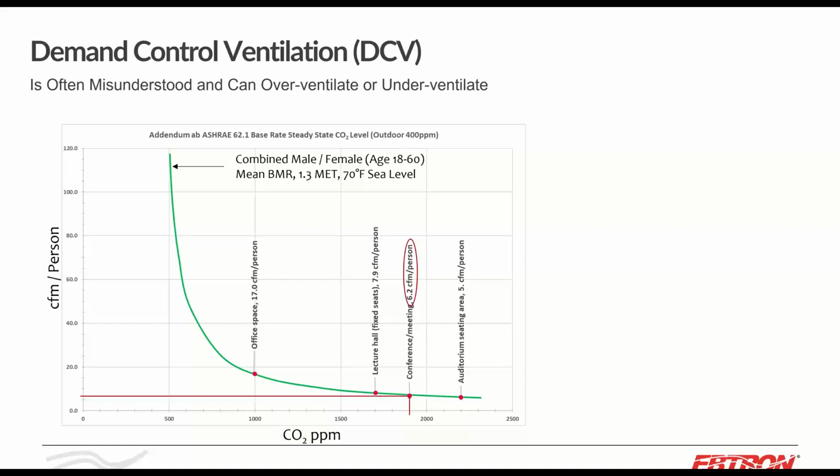So if you would take a conference room, which is 6.2 CFM per person, and about 1900 ppm steady state, and you tried to control this at 1,000 parts per million, you're going to ramp up your outside air to try to bring in 17 CFM per person, unless you are measuring and limited. The best way to do it is limit the minimum, so you can't underventilate, and limit the maximum, so you can't overventilate and waste energy. And you can do this with airflow measurement, of course.